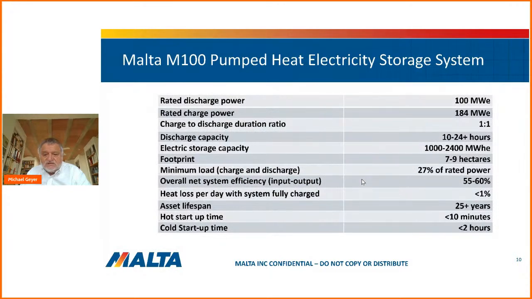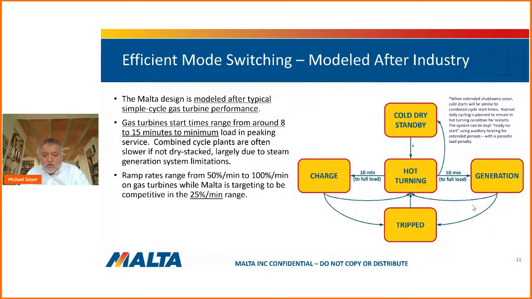So this is a summary of the technical characteristics of the standard 100 megawatt storage system. There's a rated discharge power of some 100 megawatt, rated charge power of some 180 megawatt. And it is, let's say, best between 10 and 24 plus hours, uses some 7 to 9 hectares, and has a round trip efficiency of some 55 to 60%, heat losses per day less than 1%, lifetime more than 25 years. As I told you, this is gas turbine technology, so it can be used to control grid stability and give auxiliary service as a gas turbine.